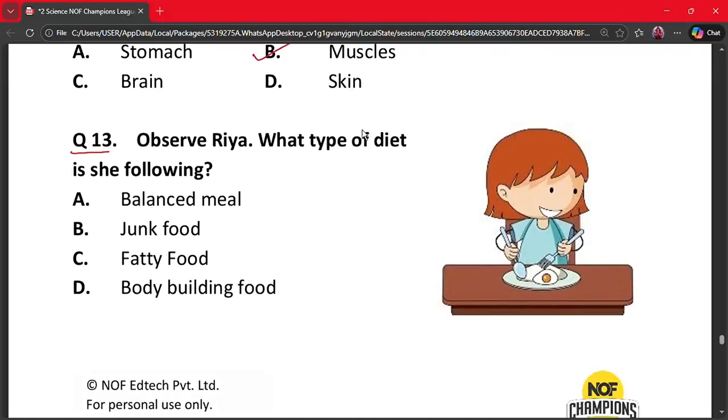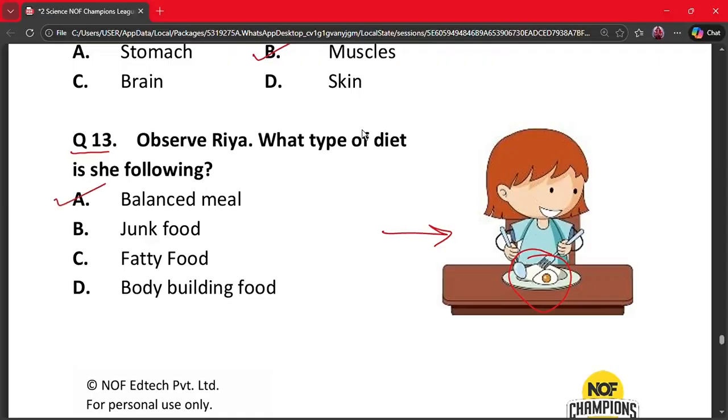Question number 13. Observe Ria. What type of diet is she following? So we can see in the image she is eating eggs. So option A says balanced meal, B says junk food, C says fatty food, and D says bodybuilding food. So the correct answer is option A, that is balanced meal.